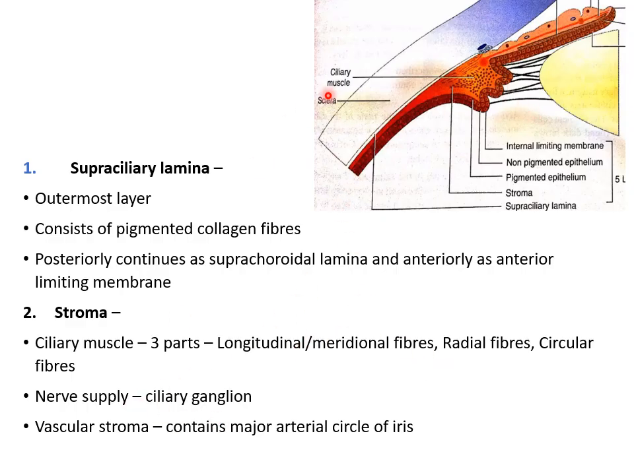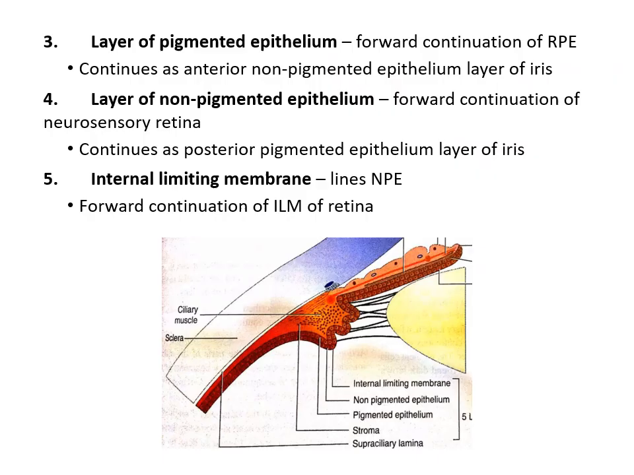The nerve supply of these muscles is from the ciliary ganglion, and the stroma contains the major arterial circle of the iris at the root of the iris, which we already discussed. So these are the layers: the supraciliary lamina, and the stroma consisting of the three groups of muscles. Next we have the epithelium and the internal limiting membrane.